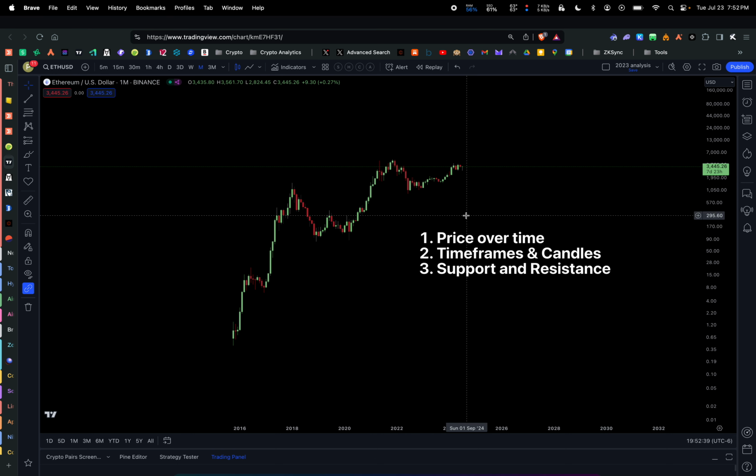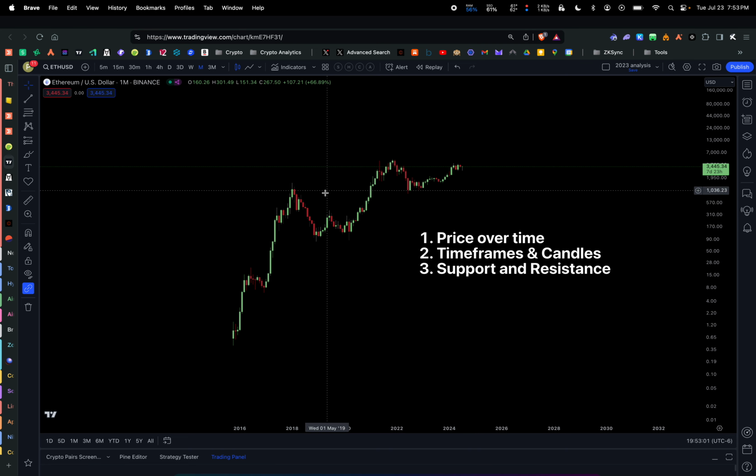So what is this chart? Basically, it's just price over time. This line is price. Going across from left to right is time. If you start at the left and go to the right, you will move from the past to the future. Now you understand that.